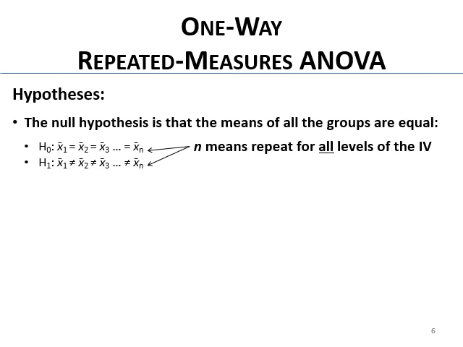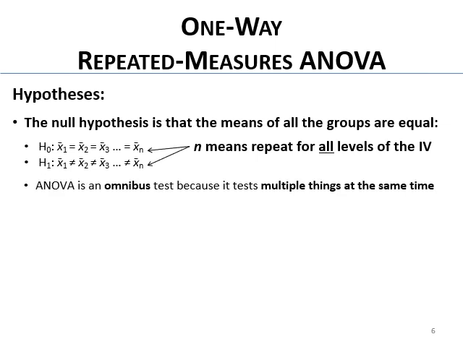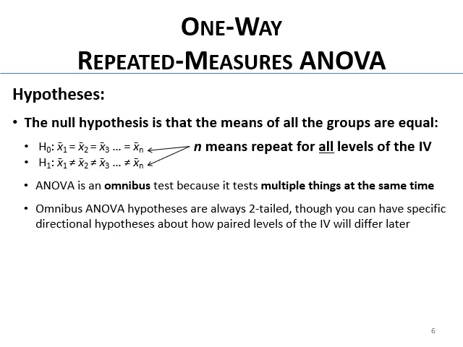The little n at the end there just means keep going until you run out of IV levels. So if you had 4 levels, you'd also have x bar 1 equal to x bar 4, right? And if you had 5, up to x bar 5, you just keep going. So it is an omnibus test. It tests multiple things at the same time.